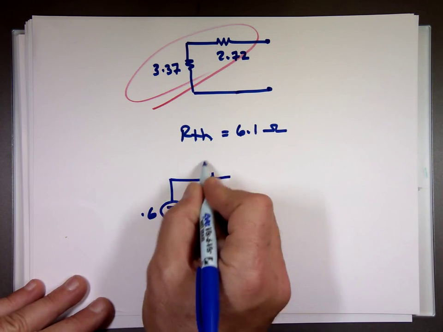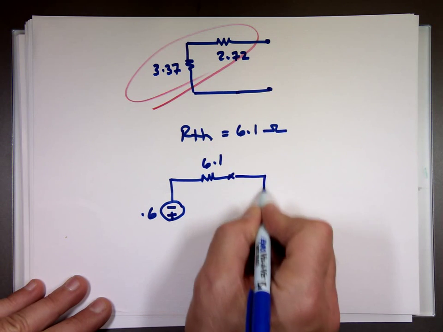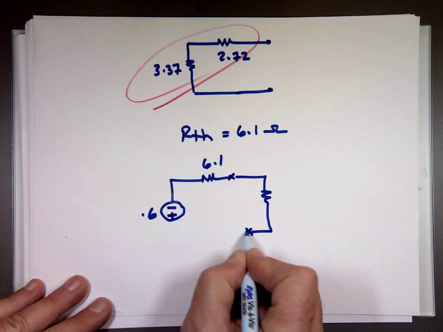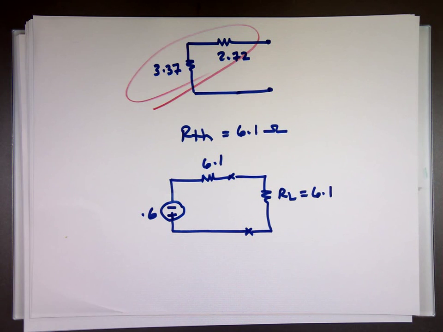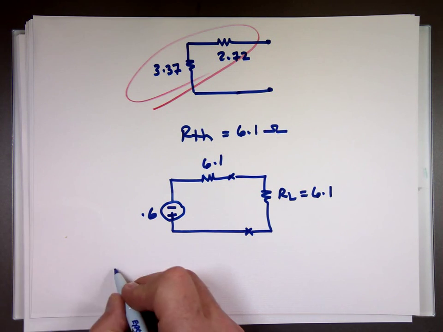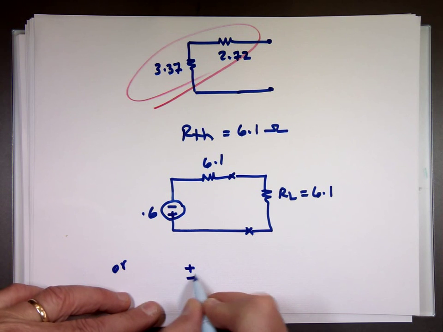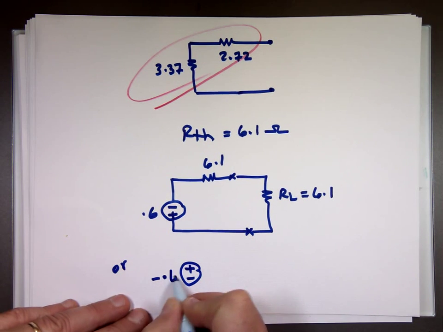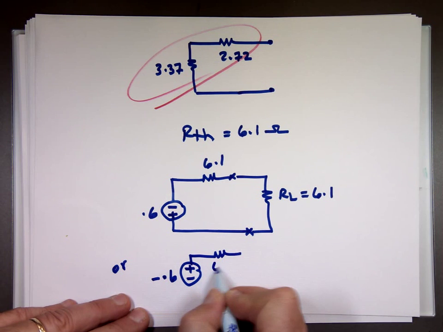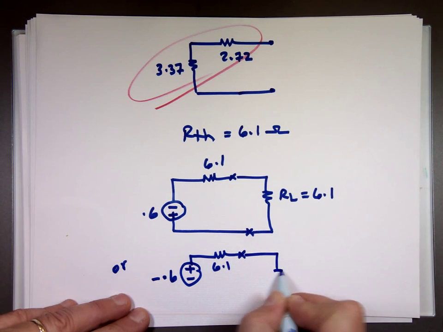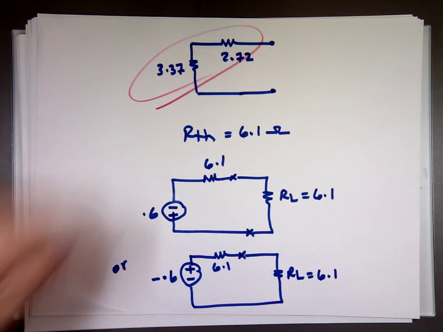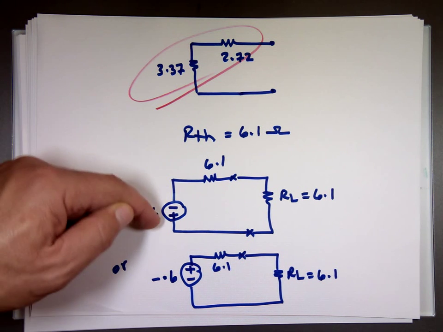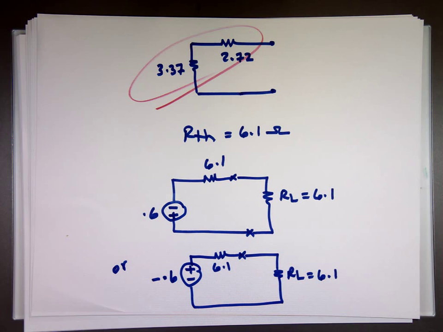This is the 6.1. And this is R sub L, and you want R sub L to be 6.1. Or again, if you don't like that, if you like the plus on the top, the minus on the bottom, that's fine. Negative 0.6. 6.1. R sub L equals 6.1. So no change. It's just minus on the top, because your source was minus on the top, plus on the bottom. That's going to push it in that direction. Or plus to minus, that'll be a negative 0.6. So this is R sub L.